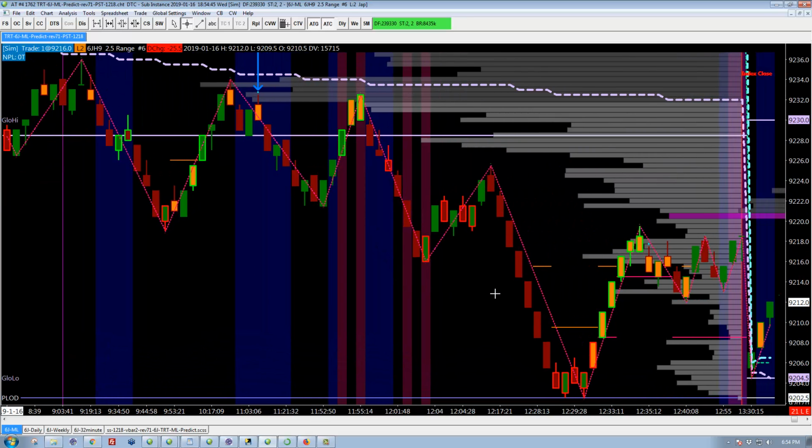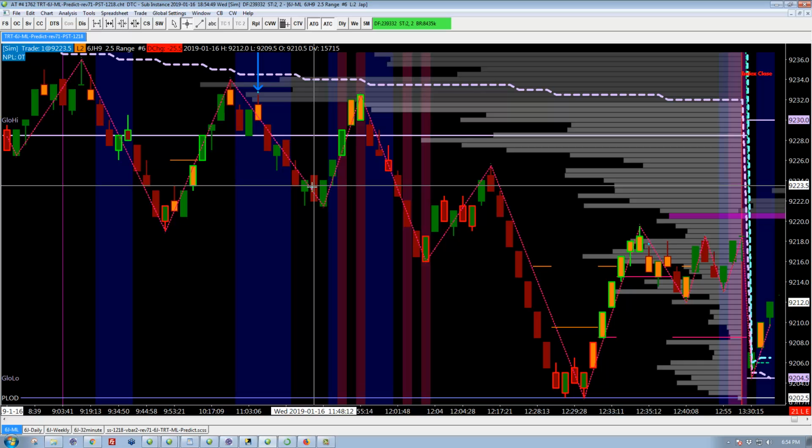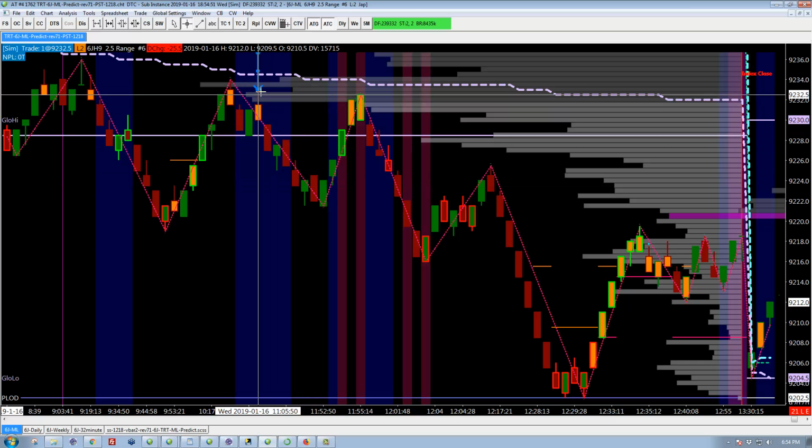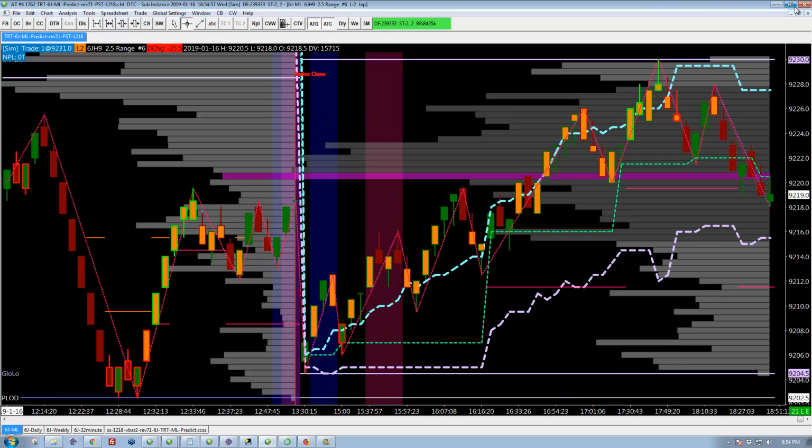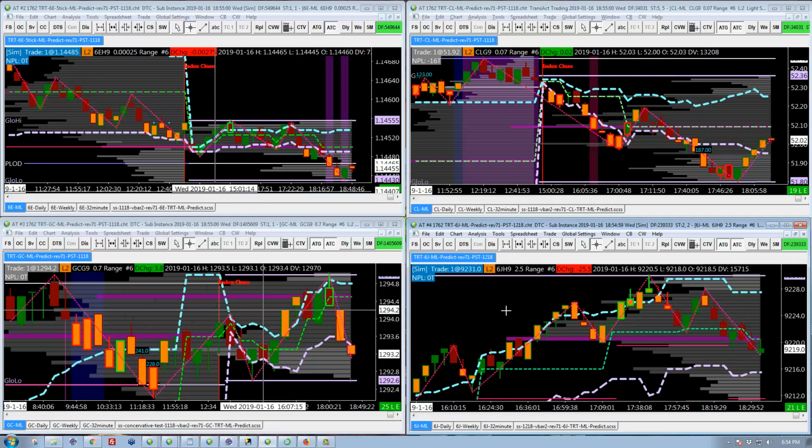All right, so it occurs to me that you may not be able to actually see that little dot right there. In any case, that's running fairly conservative, I would say.